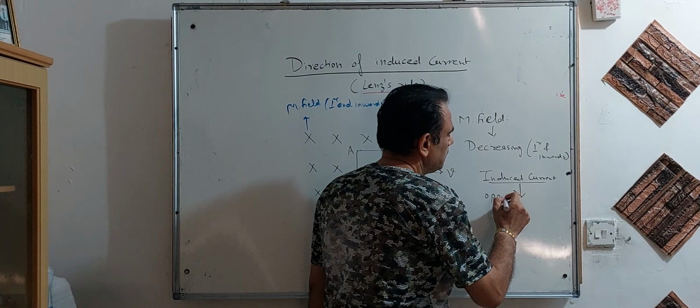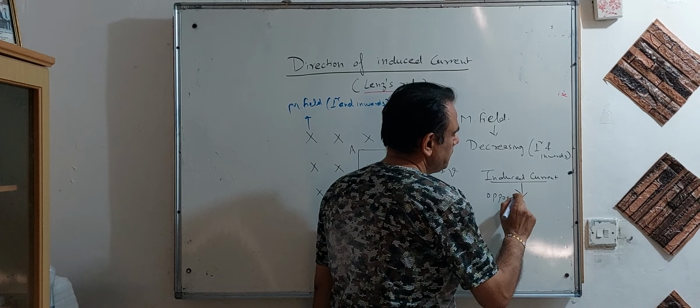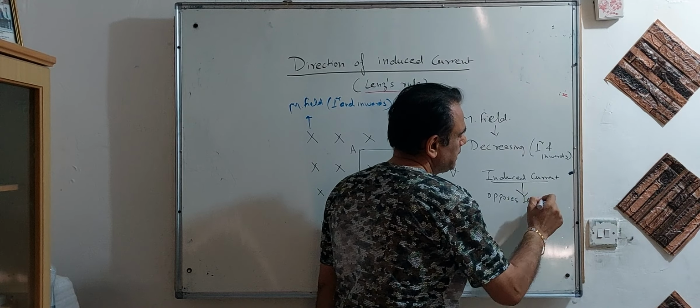Opposes the change. Opposes the change is very important. Always induced current opposes the change. What does oppose mean? What is happening to the magnetic field lines? Decreasing. Magnetic field lines are decreasing. So what does it say? Don't decrease.